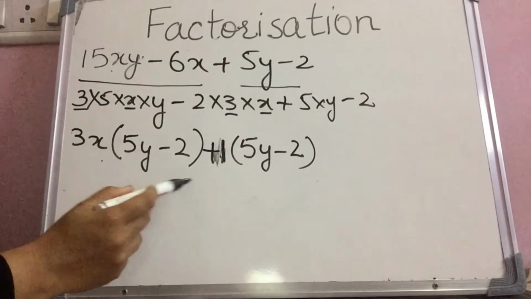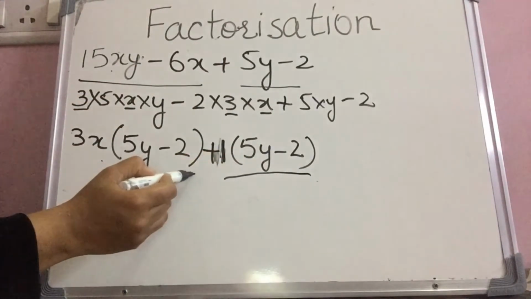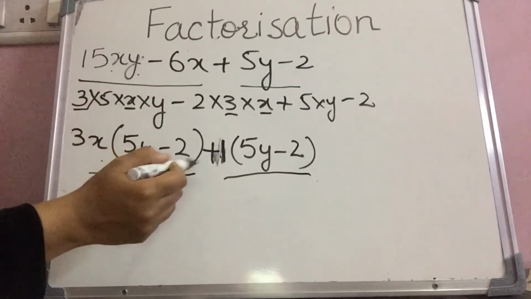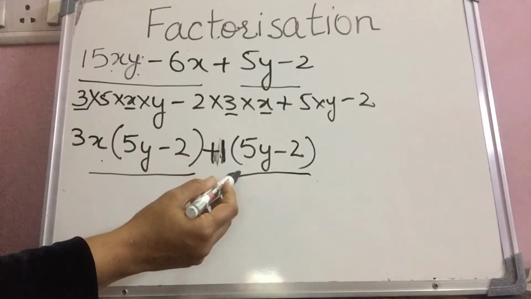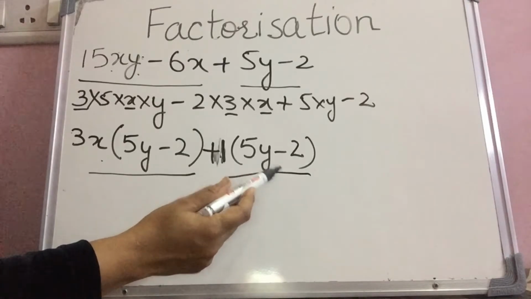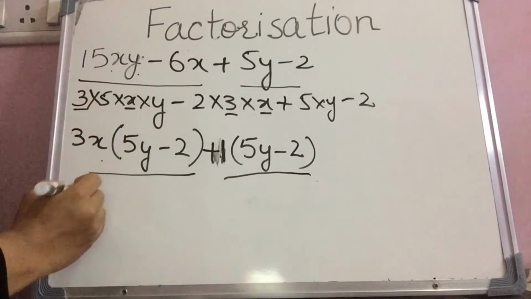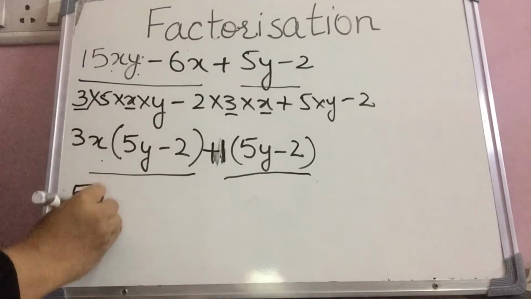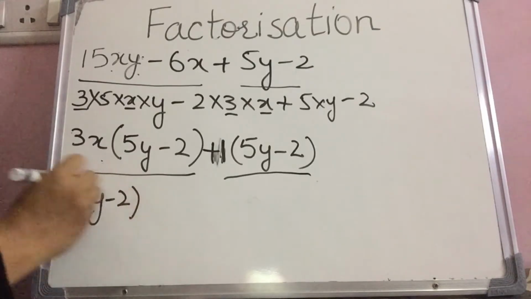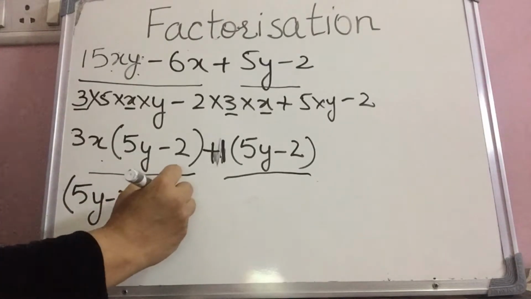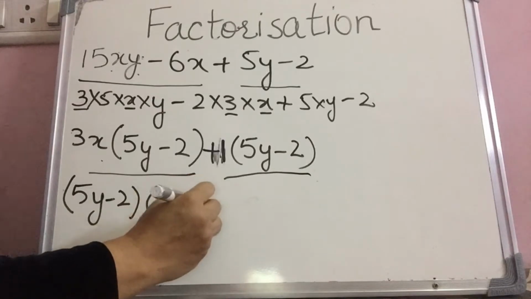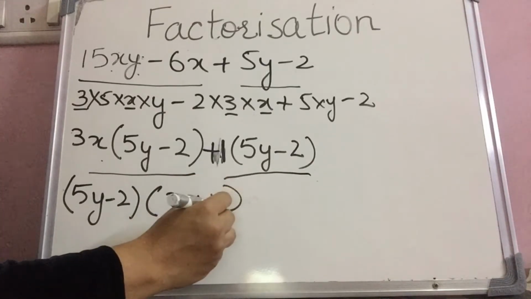So now we have two terms, right? From four terms we have made two terms, and from these two terms we have 5y minus 2 as a common factor. We'll take 5y minus 2 outside the bracket, and in the bracket we are left with 3x plus 1.